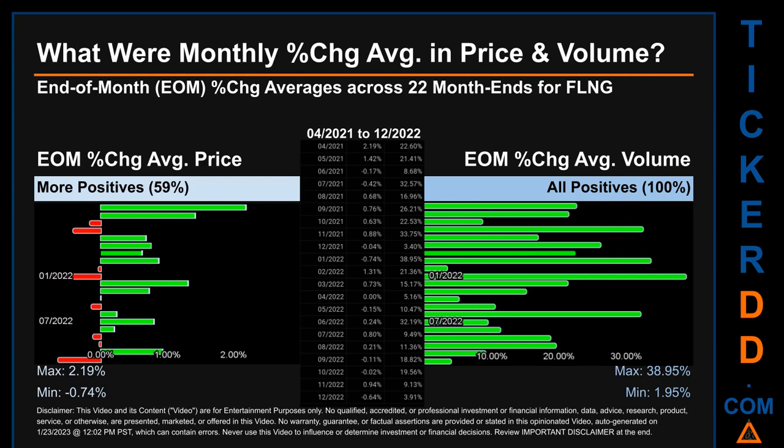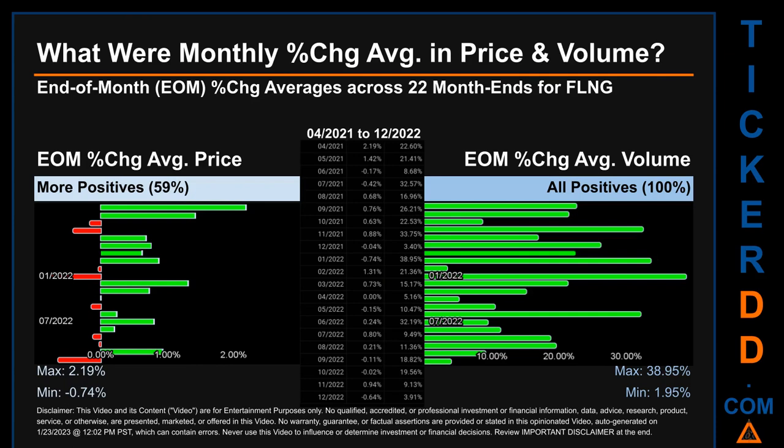What were end-of-month percentage change averages in price and volume for FLNG? The monthly average of percentage change, in price and in volume, were calculated for each of the 22 month ends. That calculation took daily percentage changes and averaged them for each given month. If a month end came out negative, then it means that the month summarily saw a negative change.